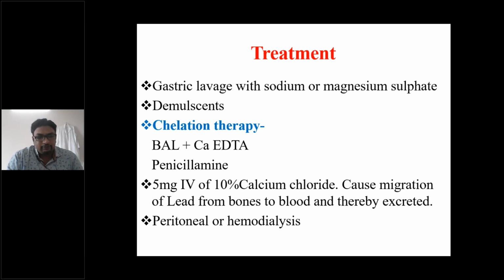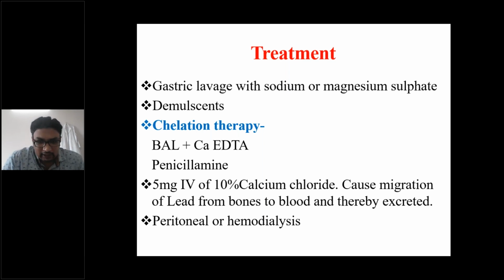And another is 5 milligrams of intravenous 10% calcium chloride, which can be given to cause migration of lead from the bones to the blood and thereby excretion. So this can also be given. I told you the lead is deposited in the growing ends of the bone, mostly in the metaphysis. So if you give calcium chloride 10% IV, 5 milligrams, this will cause the lead from the bones to move into the blood, and then from the blood it will be excreted through the urine, thereby removing the lead from the body.